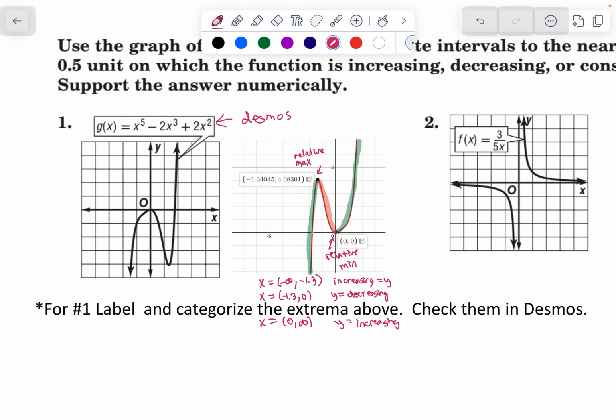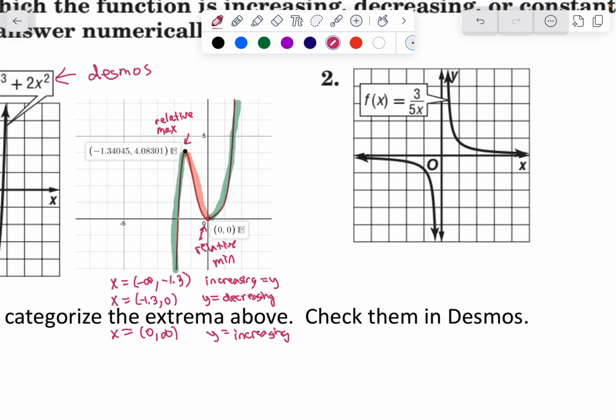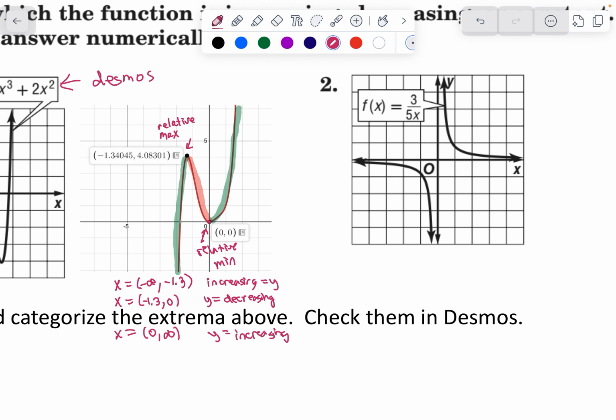Okay, so let's look at what we're doing. We need to say where the function is increasing, decreasing, or constant, and we need to categorize the extrema. Is it a max or min? Is it an absolute max, absolute min, relative max? And then just check to see if the number 2 graph is accurate, because I don't think it's centered right. It might be, but check the graph in Desmos.